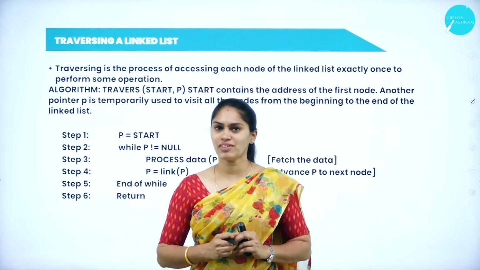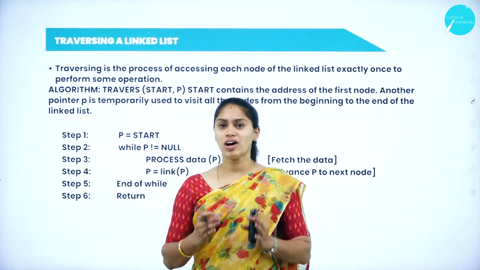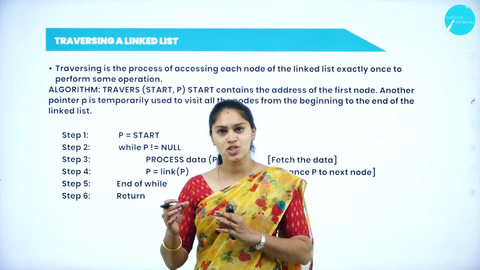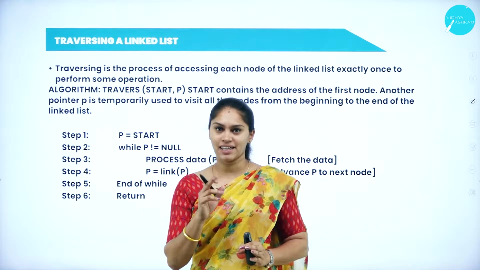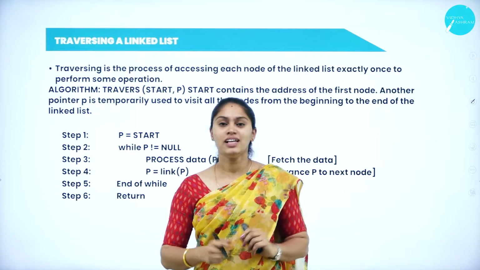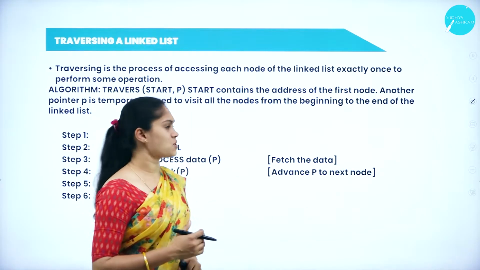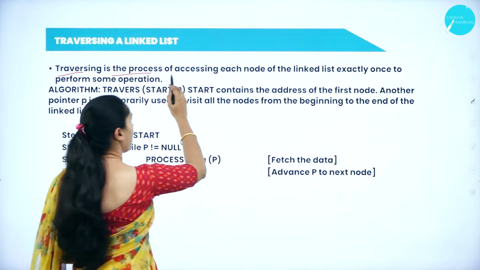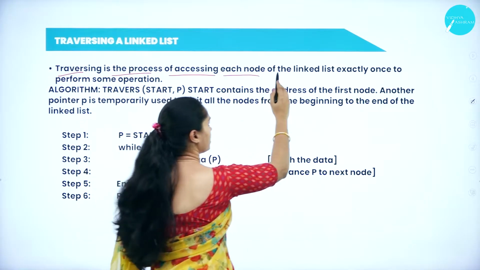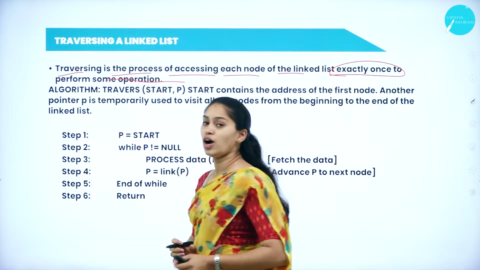For example, if I have 5 nodes in a linked list, then I have to visit each node, from node 1 to node 5, exactly once, from the first node to the last node. That is what traversing means. This is important for a 1 mark question: traversing is the process of accessing each node of the linked list exactly once to perform some operations.